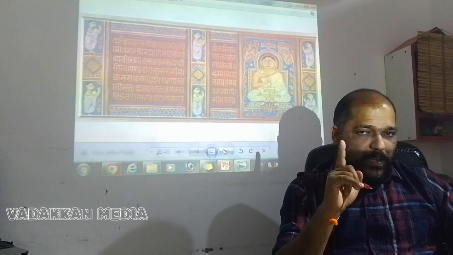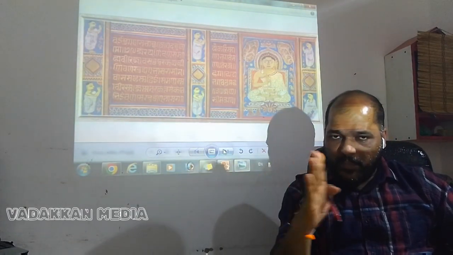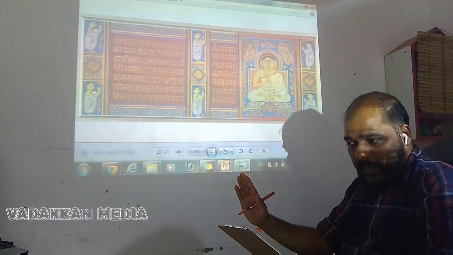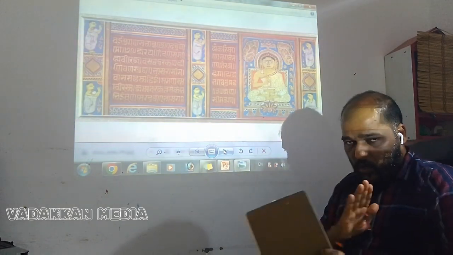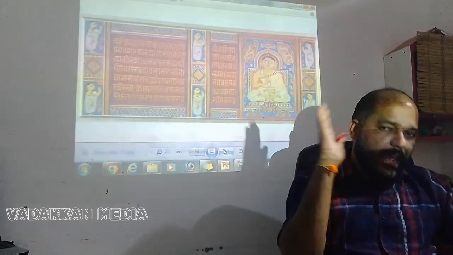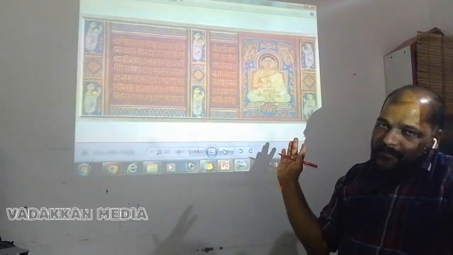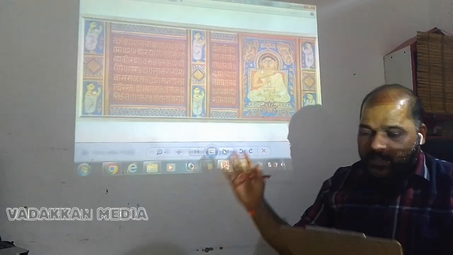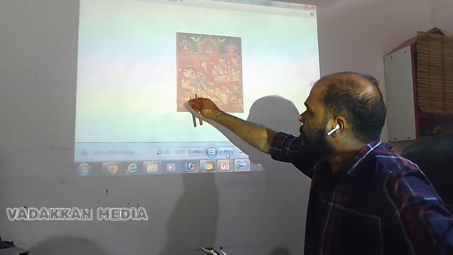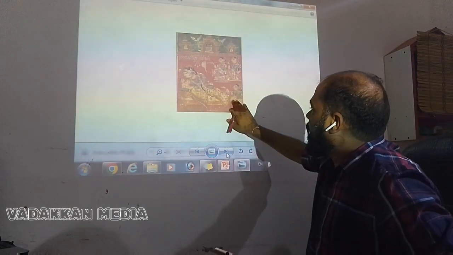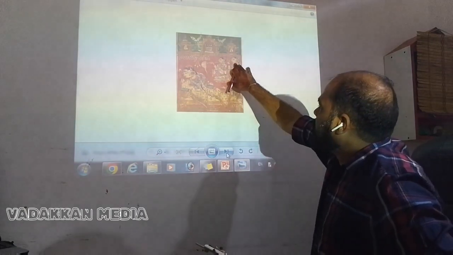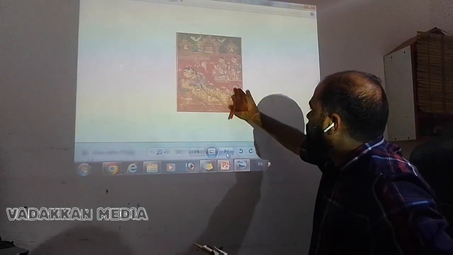From the 10th to the 14th century, we have not identified any other miniature paintings, only these. Until the 14th century, it's the Kalpasutra, Jain related, the birth of Mahavira, and that's a painting here. See here, some maids and servants also.